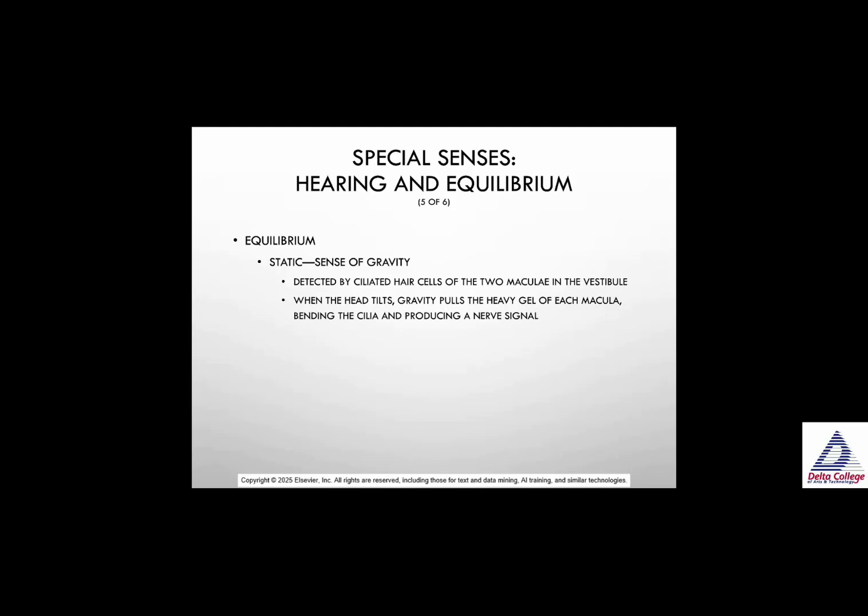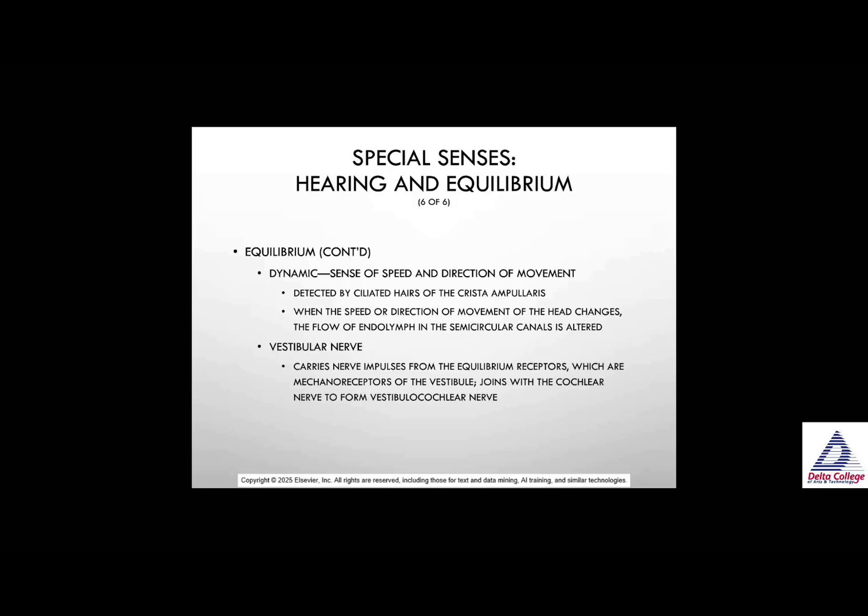Now, equilibrium also occurs in the ear. The static equilibrium is the sense of gravity. It is detected by ciliated hair cells of the two maculae in the vestibule. When the head tilts, gravity pulls the heavy gel of each macula, bending the cilia and producing a nerve signal. That's why we don't fall over when we start moving our heads.